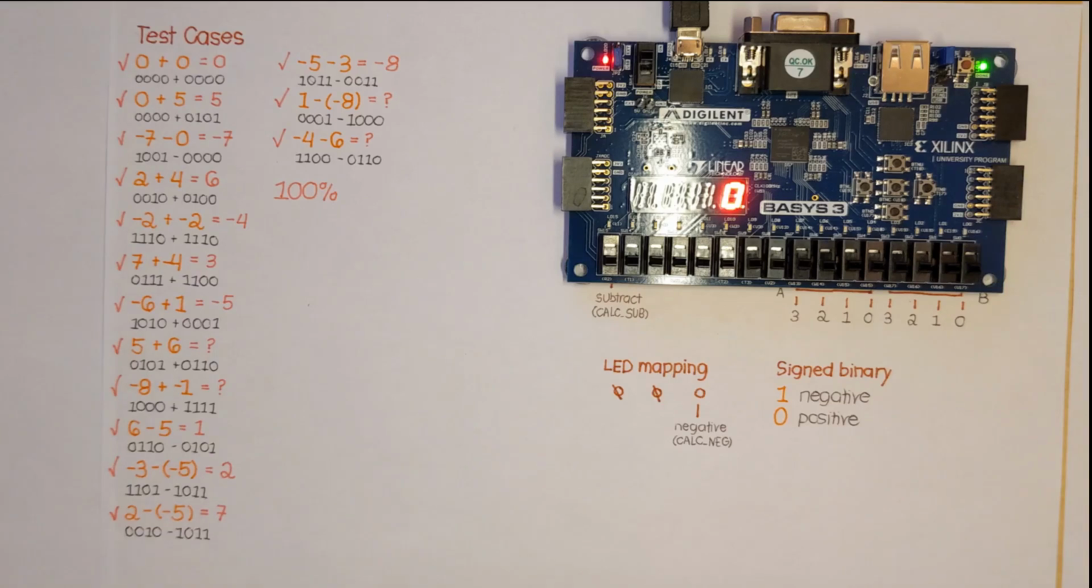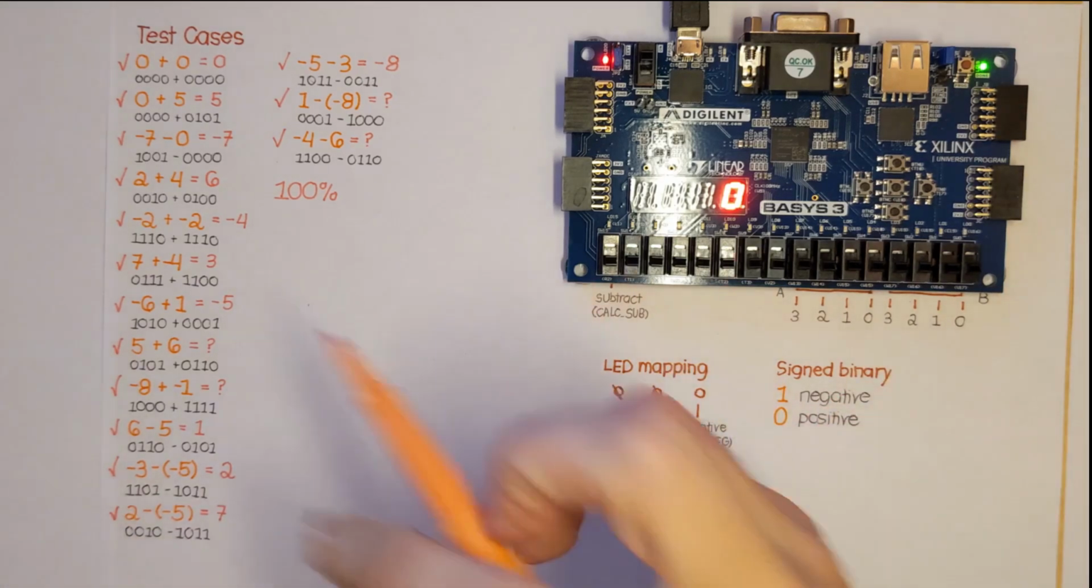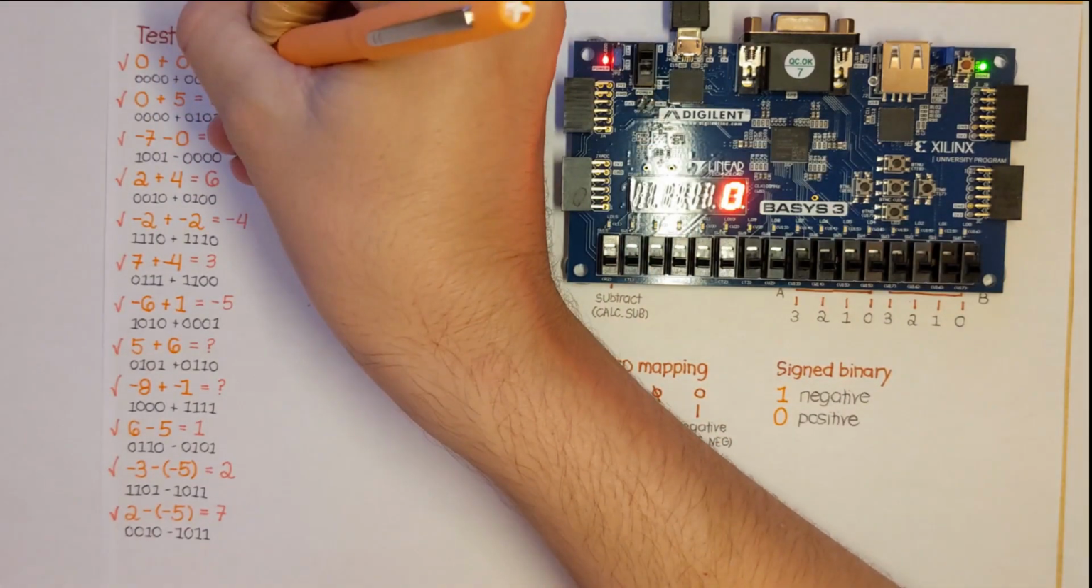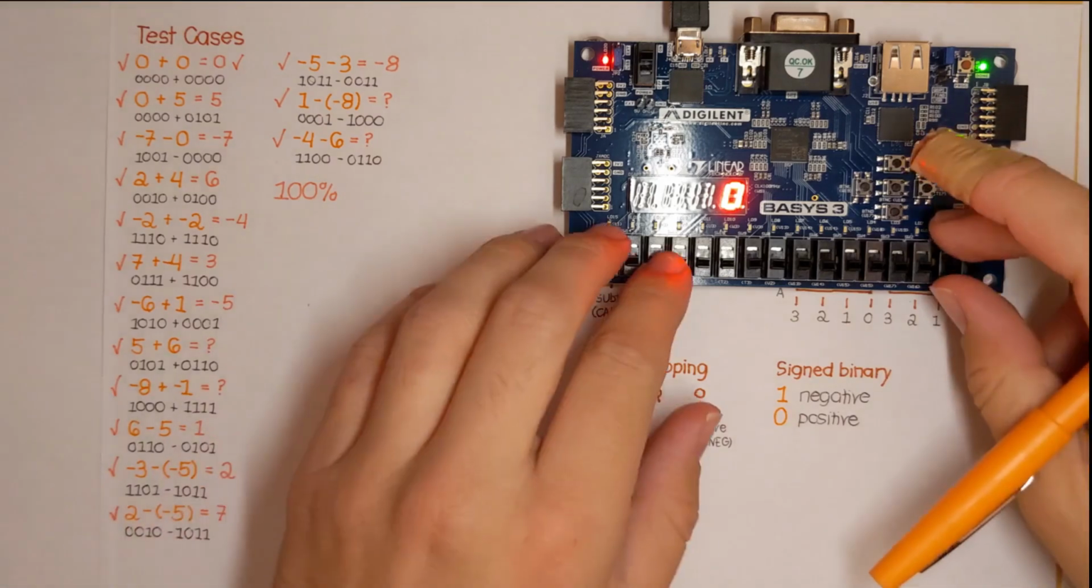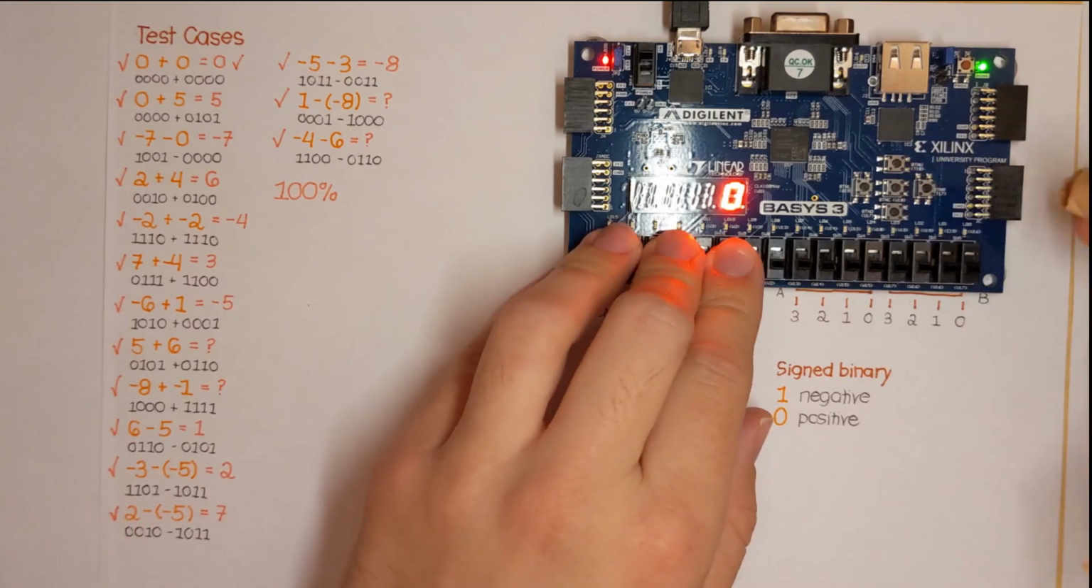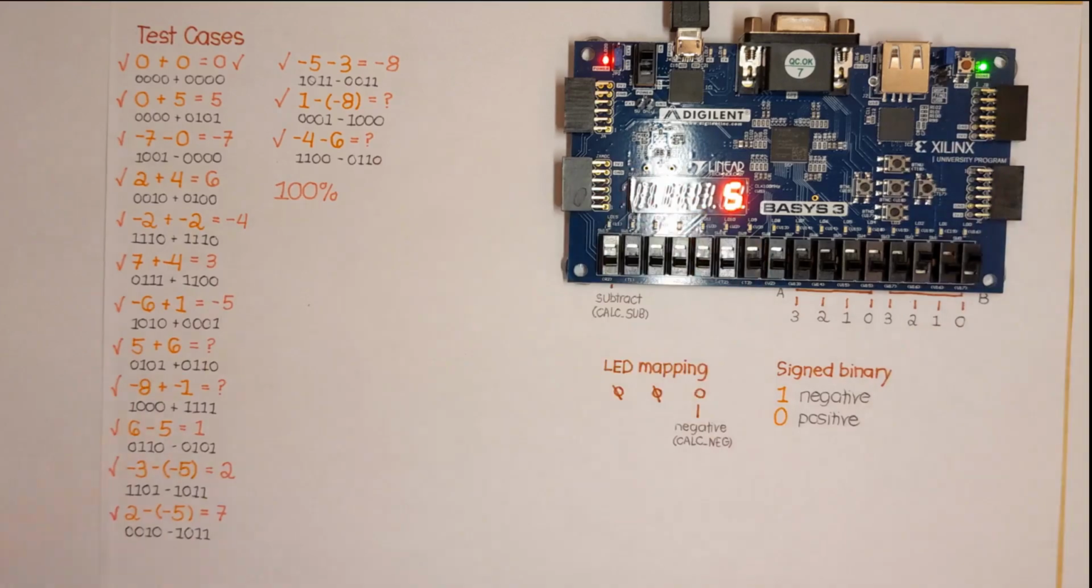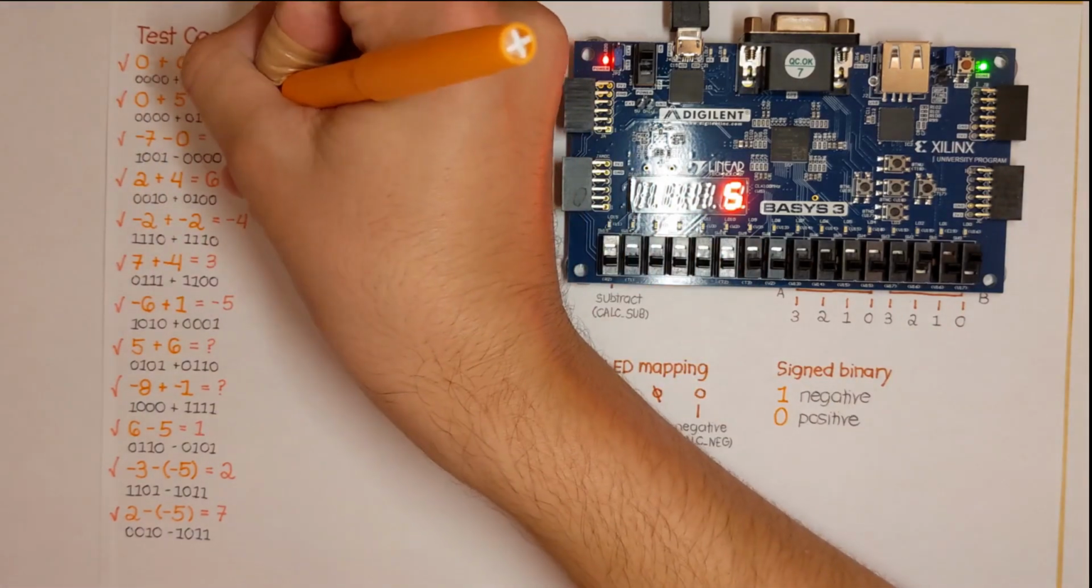Okay, let's actually get into the tests. So the first one's already set up for us. We have 0 plus 0 is 0, and that is correct. So I'm just going to add a check mark right here. For the second time, 0 plus 5. Okay, 0, 0, 0, 0 plus 0, 1, 0, 1. Positive 5. That is correct.